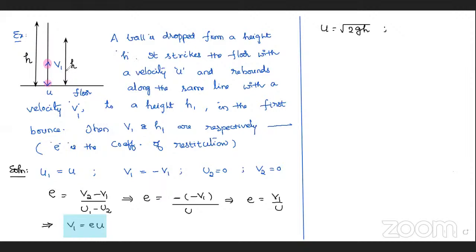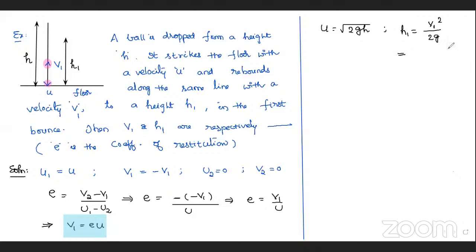Suppose it rises to a height h1, with a velocity v1. After rising up with a velocity v1, the maximum height attained is equal to our formula u square by 2g. With what velocity is it rising up? With a velocity v1. So instead of u square by 2g, I have to write v1 square by 2g, because it raised up with a velocity v1.